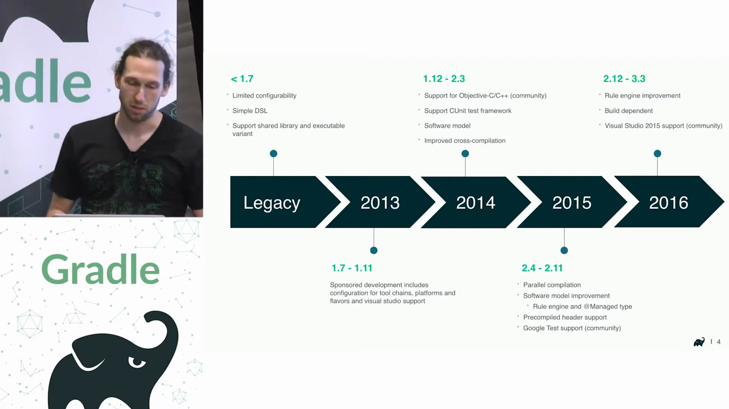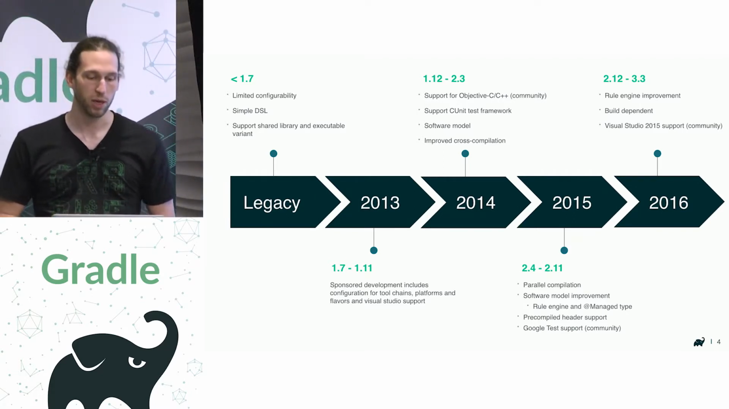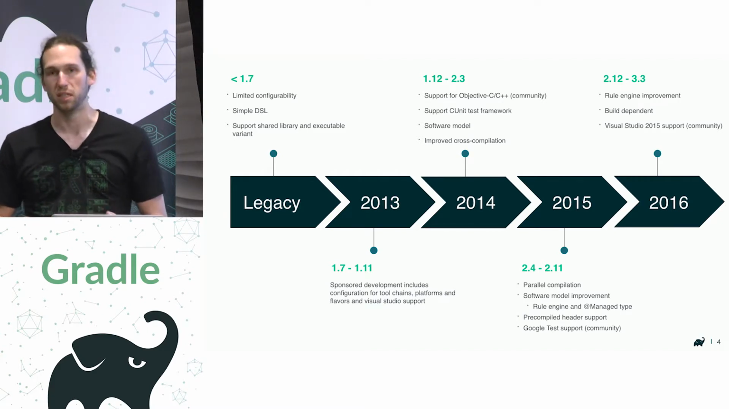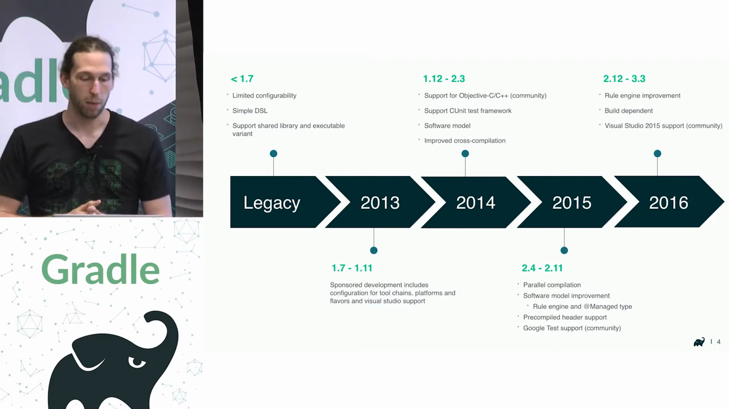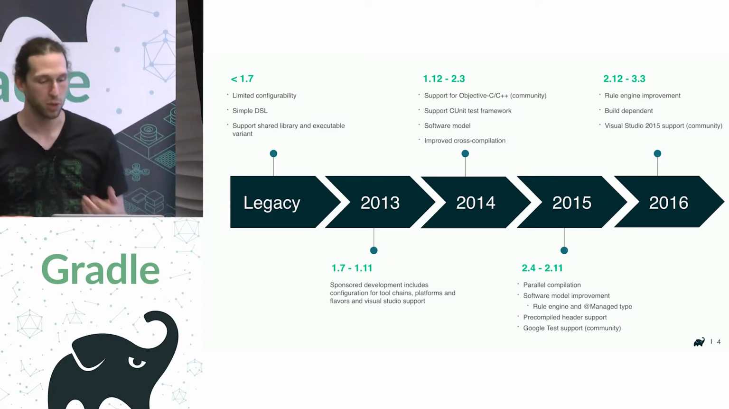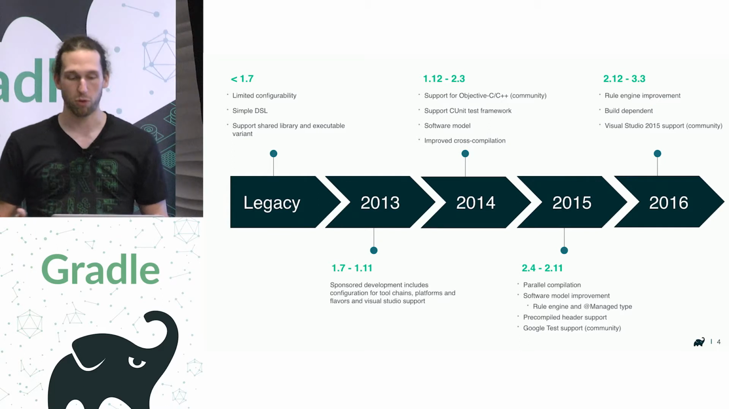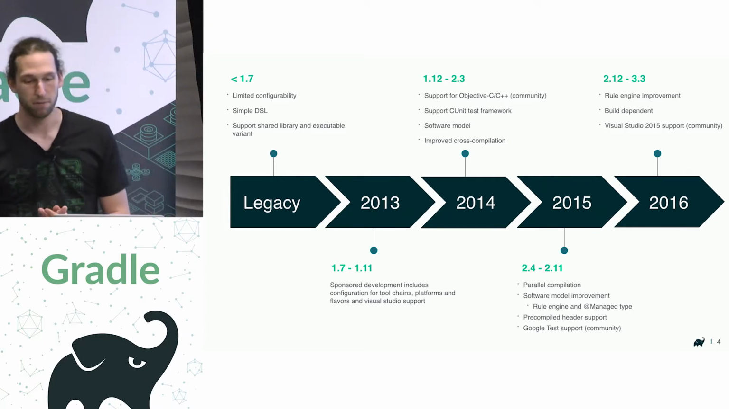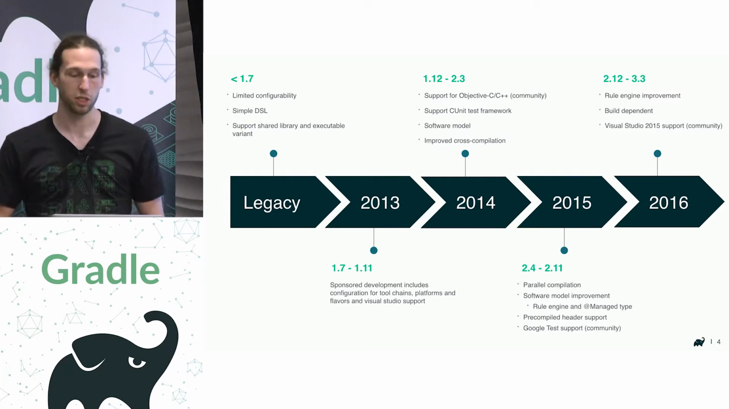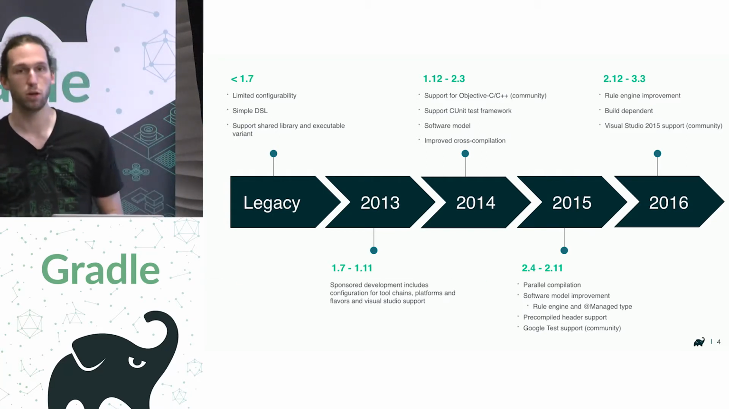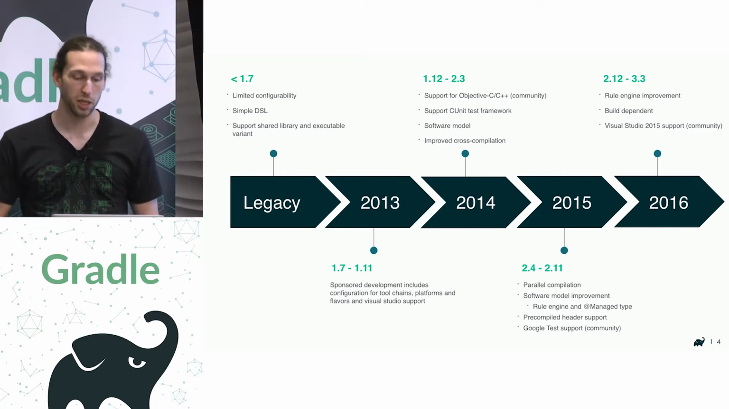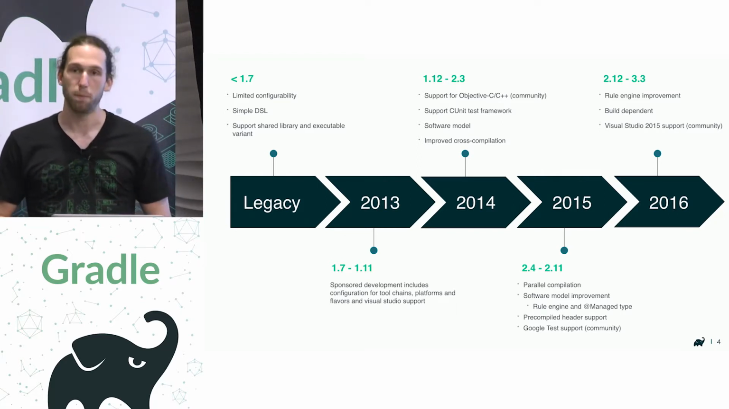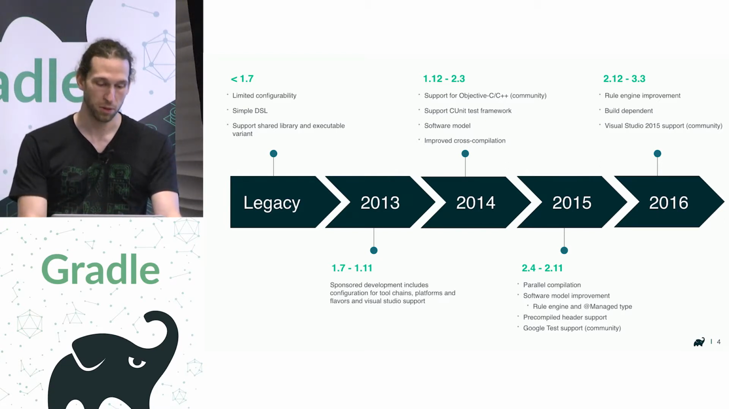Then in 2014, roughly version 1.12 to 2.3, support for Objective-C and C++ was provided by the community through pull requests, along with support for some unit testing frameworks, the introduction of the software model, which we're going to see later, and some improvements to cross-compilation in Gradle. Then in 2015, we got parallel compilation. We got some improvements to the software model, notably the addition of the rule engine and managed types, support for precompiled headers, and also Google Test support, which was again another community-driven effort.